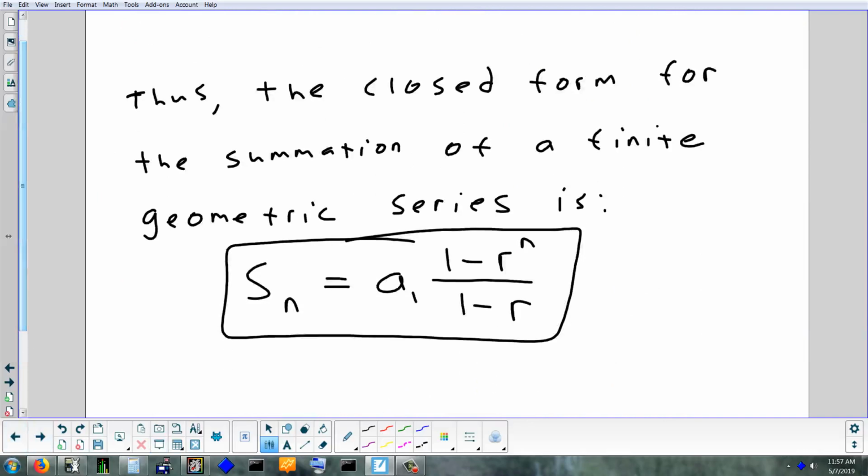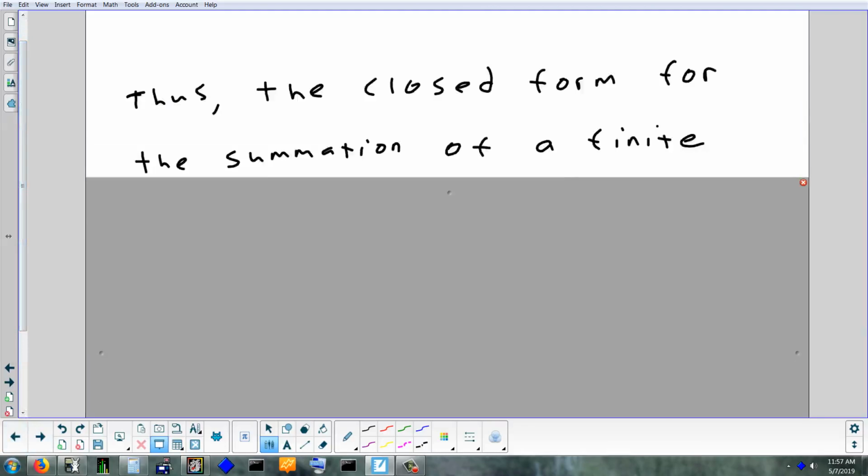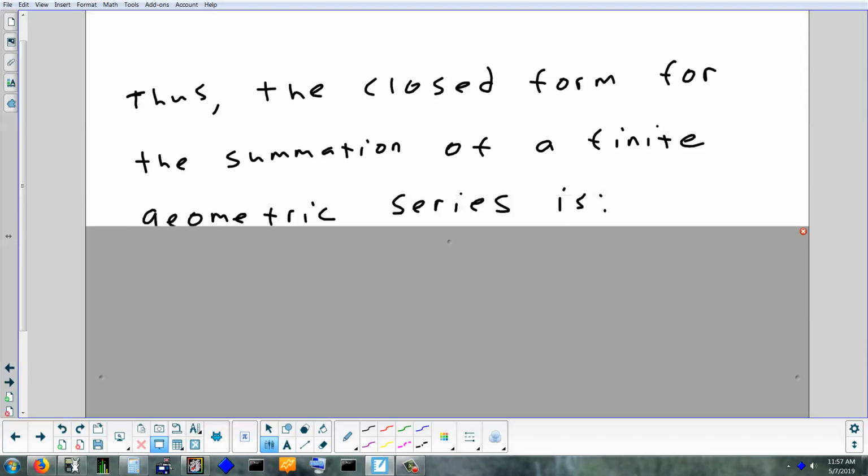All right. So the last thing we're going to look at is how can we add up all of the numbers in a geometric sequence that has an n to it. Right, so remember, geometric sequence is when you multiply by the same number over and over. So 2, actually let's go like this. 3, 6, 12, 24. What am I multiplying by each time?